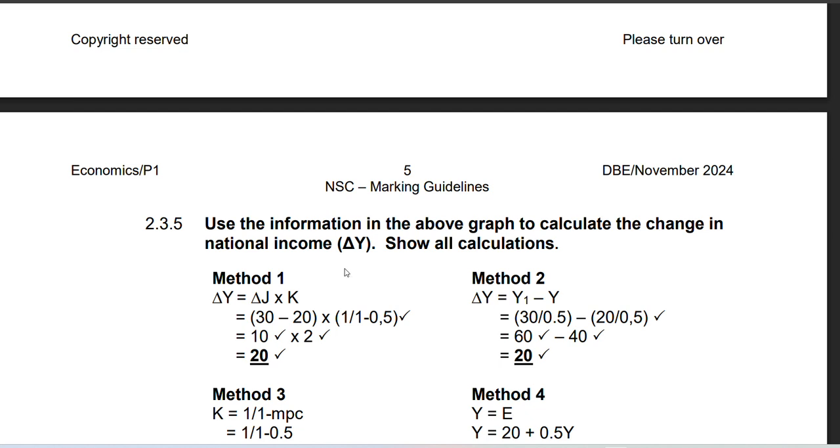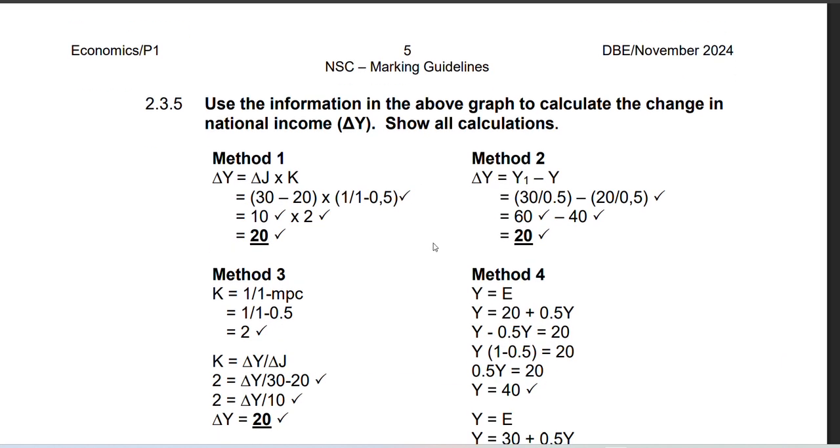And then the second part says use information in the bar graph to calculate the change in the national income. Show the calculation. I always recommend method 2. Why? Method 2 is the easiest one and will save you time in the exam. Here we're only going to be looking at method 2. How do you go about it? You're looking at your Y1: you say 30 divided by 0.5, which is MPC, minus 20 divided by MPC, which is 0.5, and then you have 60 minus 40, which gives you 20.